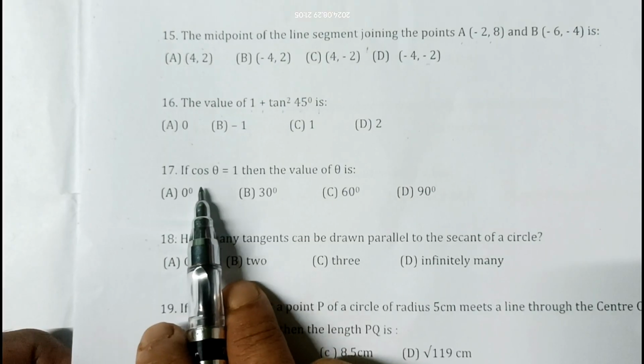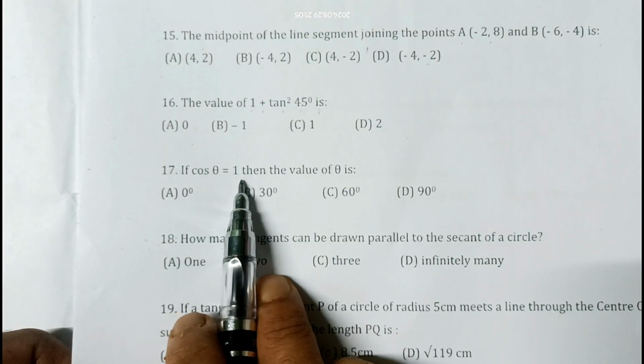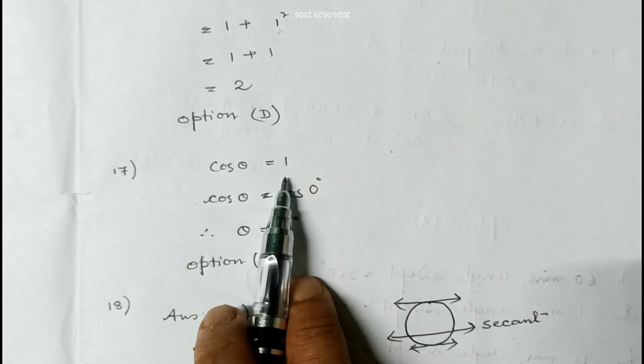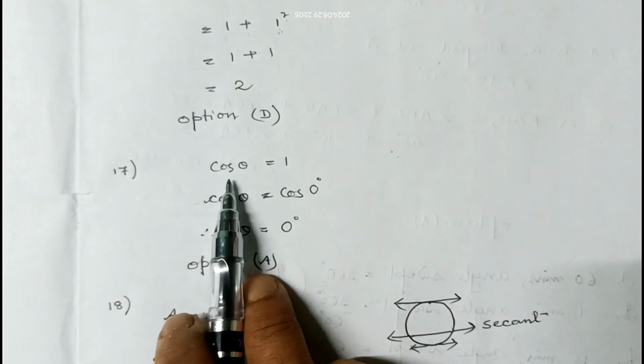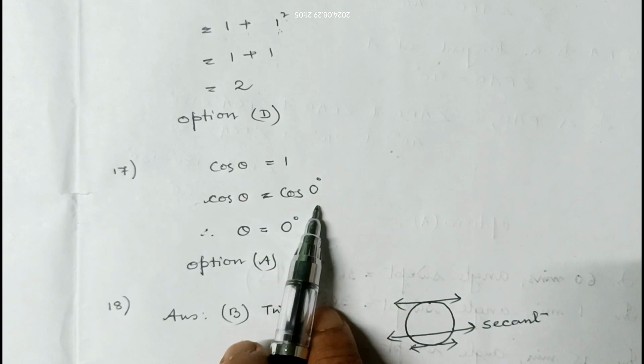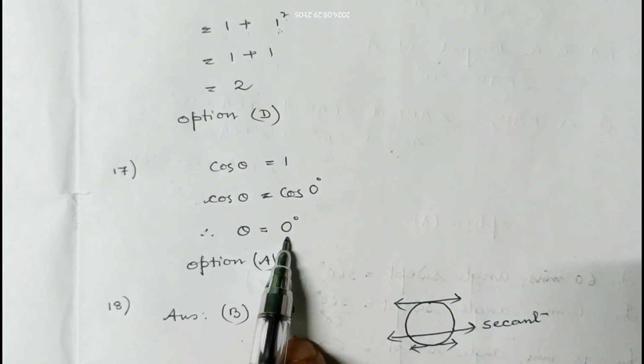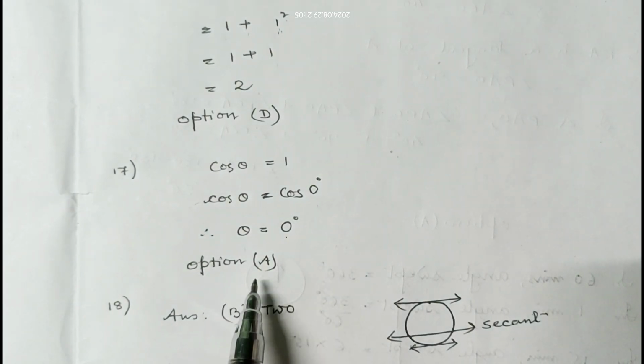In question 17, it is given that if cos theta equals 1, then the value of theta is. Now cos theta is 1. We know cos of 0 is 1. So cos theta equals cos of 0. That means theta equals 0 degrees. So the correct option is A.